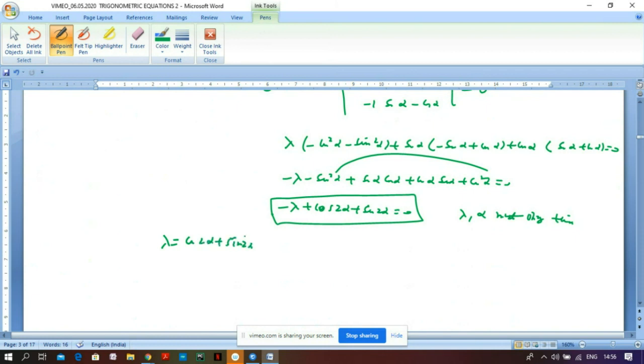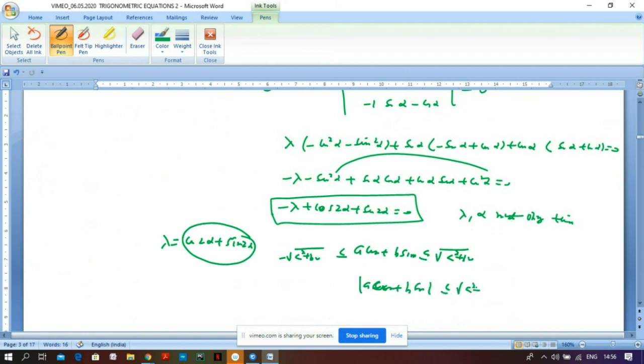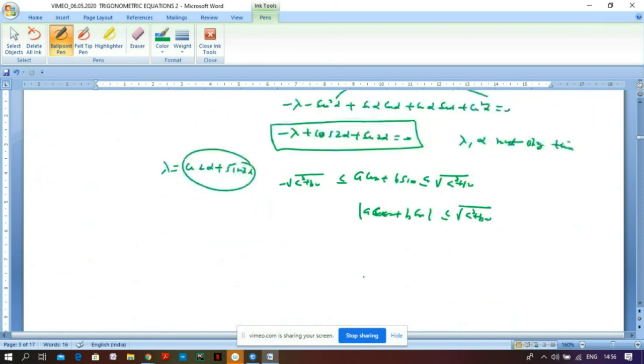Now trigo comes. You know that this expression, a cos x plus b sine x, is less than or equal to square root of a square plus b squared, and greater than or equal to negative of root a square plus b square, or put it briefly, that modulus of a cos x plus b sine x is less than or equal to square root of a square plus b square. And so I will get that mod lambda is less than or equal to root 2, giving you minus root 2 less than or equal to lambda less than or equal to root 2, or I can write lambda belongs to the closed interval negative root 2 to root 2, and that's my answer.